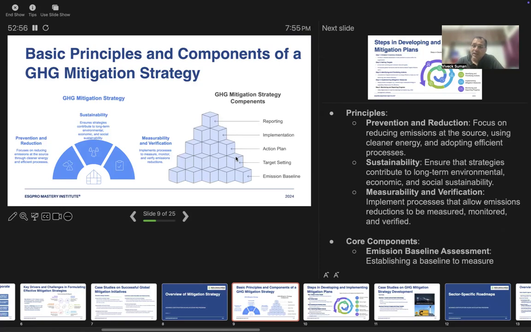Then the second one is using cleaner energy. Push corporates and push your company to look into mechanisms so that you do not use dirty energy. That's part of prevention and reduction. And third, adopt efficient processes. A very good example is putting sensors in all your energy consuming devices, so that if you are not using it, it immediately shuts the operation. For example, tube lights, lights, computers.